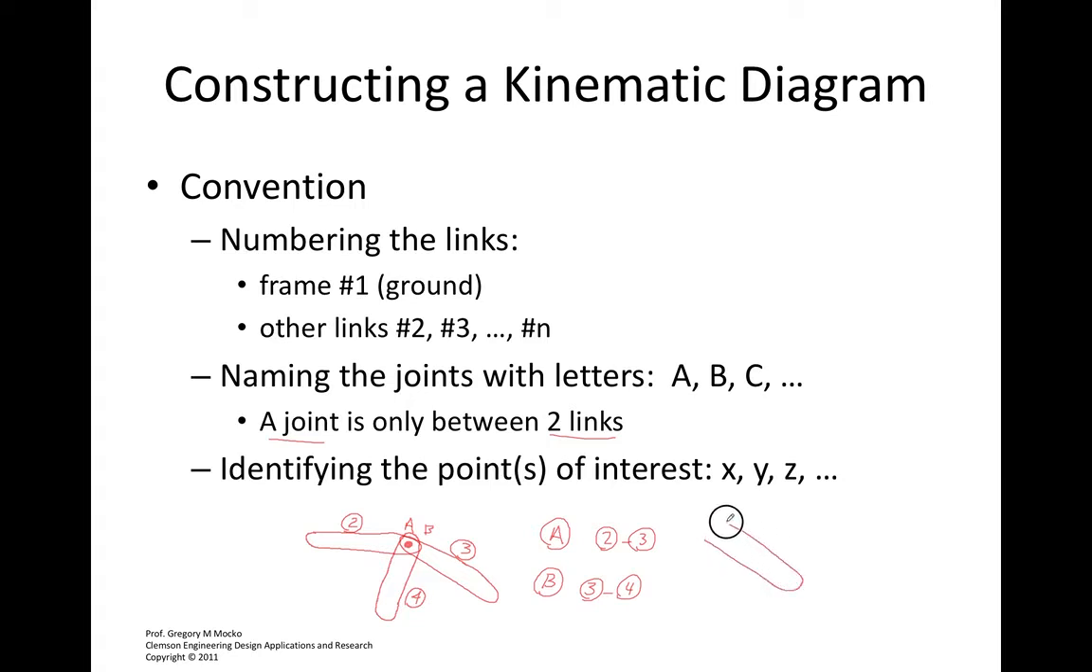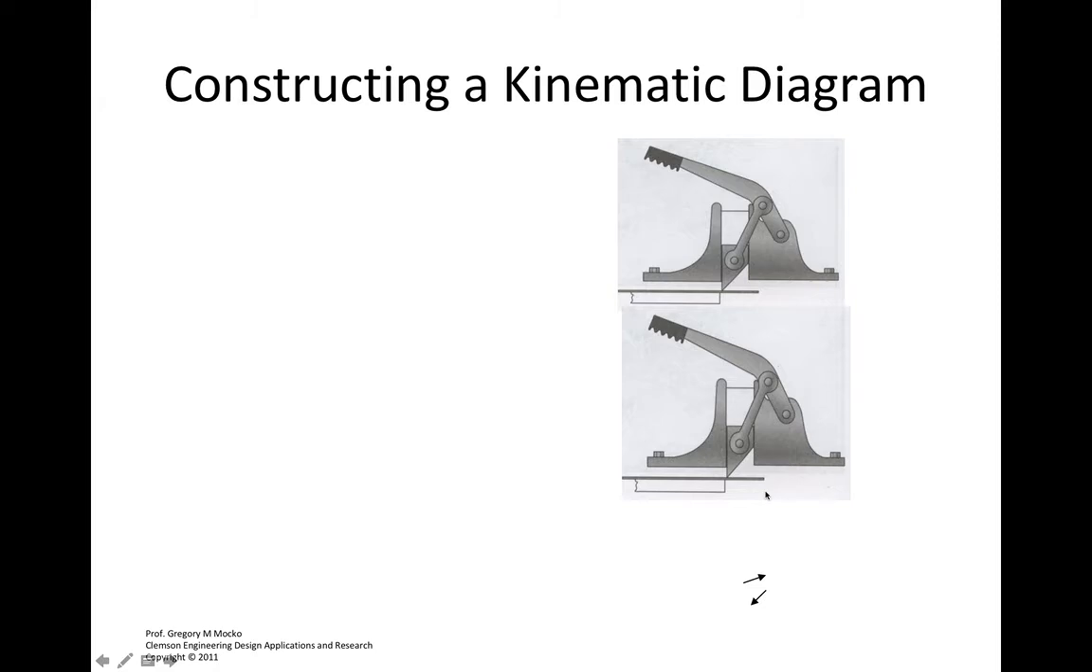And what you're essentially looking at here is the following. If we were to blow this up under a microscope, we'd essentially be looking at a situation where we've got link 2, link 3, and link 4, and joints A and B. And then we've got points of interest, which is a little bit different than we spoke last time. We'll use lowercase and start at the end of the alphabet. So let's see what a kinematic diagram looks like.